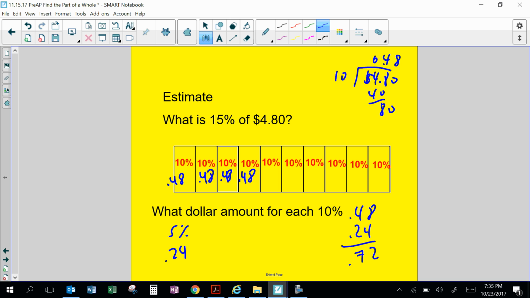And then today we're going to be learning a more mathematical way to get this without drawing a strip diagram or bar diagram. So every 10% is 48 cents. Half of 10% is 24 cents. 48 with 24 cents makes 15%, or 72 cents.